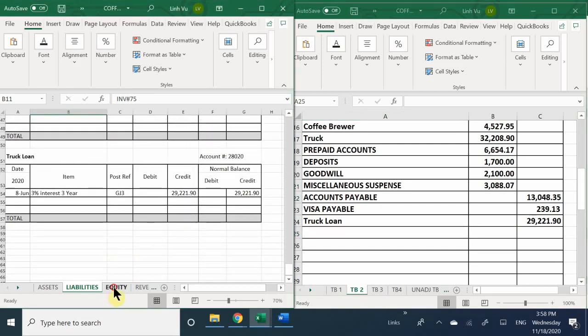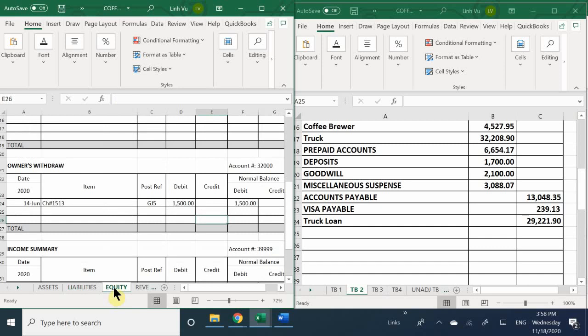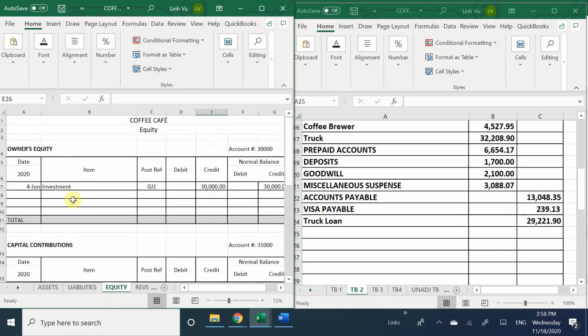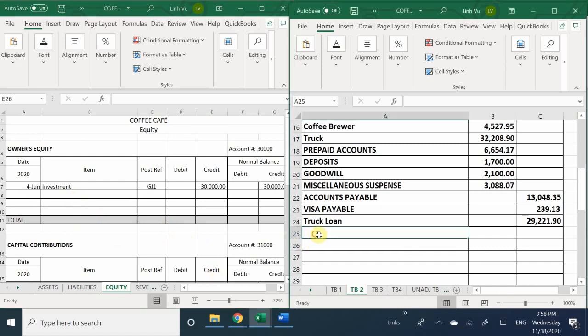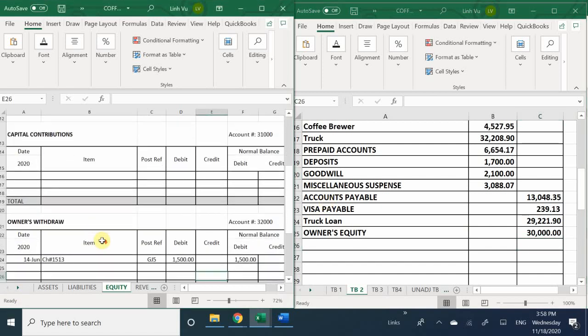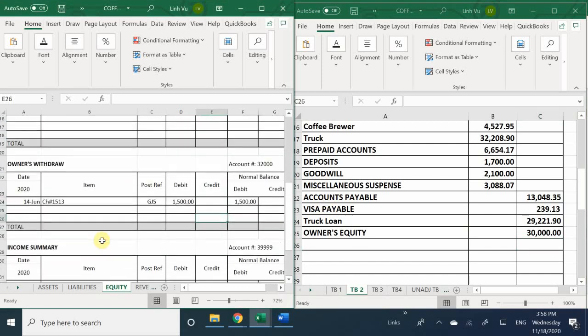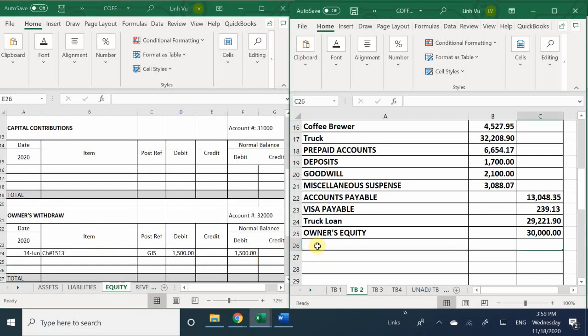So next is your equity account. What is my owner's equity? 30,000. Owner's equity? Right now, it is currently a 30,000 credit balance. Okay. Since we did have another equity account in here, which was our owner's withdrawal, which we completed at the very end of the week.